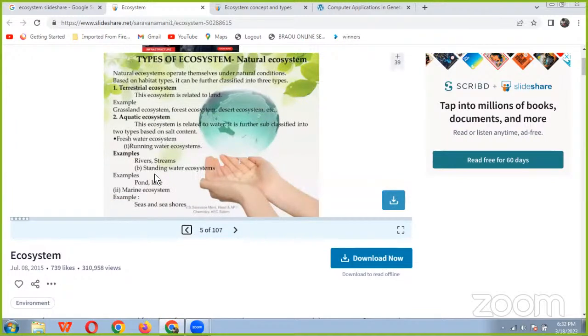What is the meaning of the terrestrial ecosystem? These are ecosystems related to land. What are the terrestrial ecosystems? The grassland ecosystem, forest ecosystem, and desert ecosystem all come under terrestrial. An ecosystem means, for example, a group of living and non-living organisms that are surrounded by and connected with the environment.